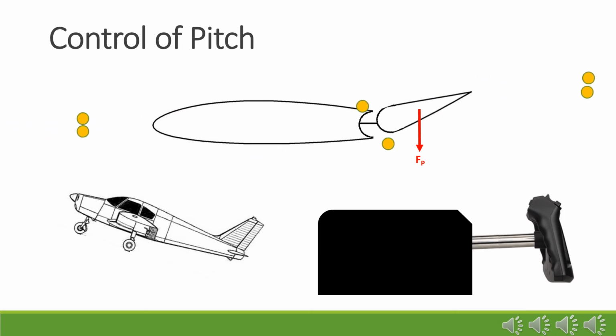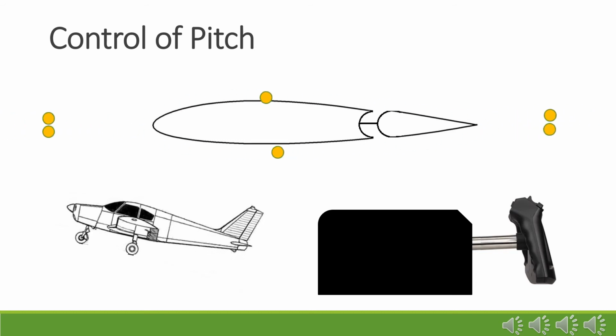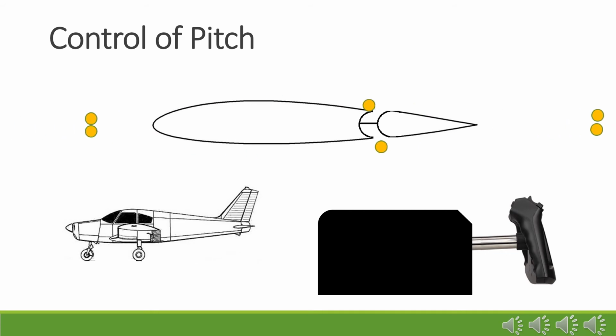By returning the control yoke to the neutral position, the elevators once again return to the center position. The normal and perpendicular forces are eliminated, while the drag force is minimized. The aircraft would stop changing direction and continue on its current pathway, which could be a climb, descent, or level flight.